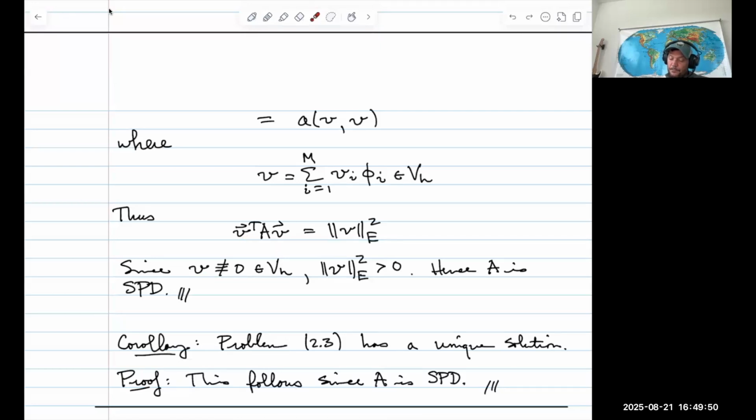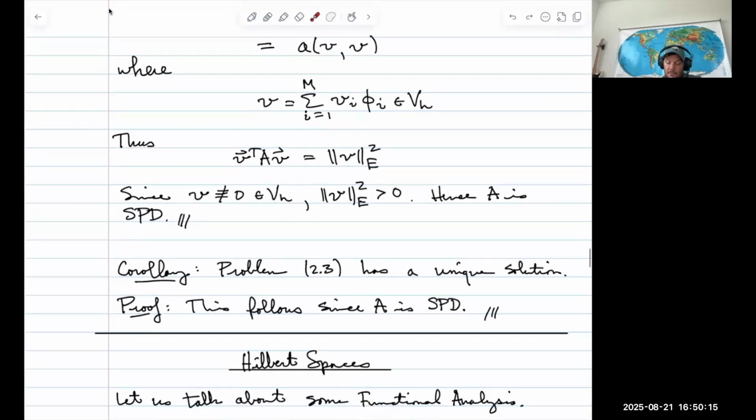Okay, so maybe one more minor little step there. Remember, to be positive definite, you want this quadratic form to always be positive for any v which is not equal to 0. Always positive for any v which is not equal to 0. And it is that case. So we're done. A is symmetric positive definite.